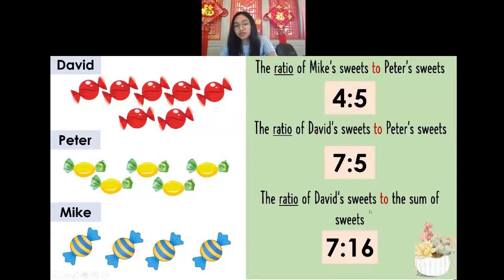So we have 7 plus 5 plus 4. Some student coming in. Okay, so we have 7:16. The total of the candies is 16, and David's candy is 7. So that is 7:16. All right.